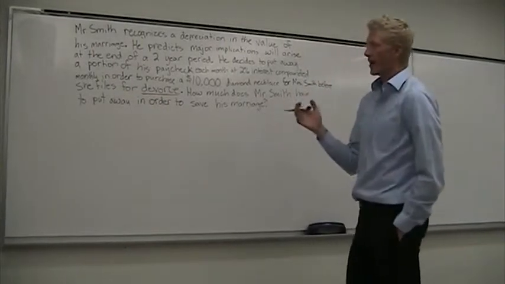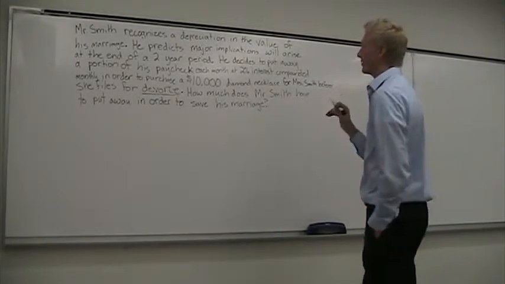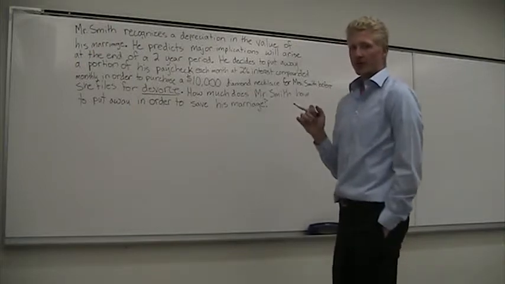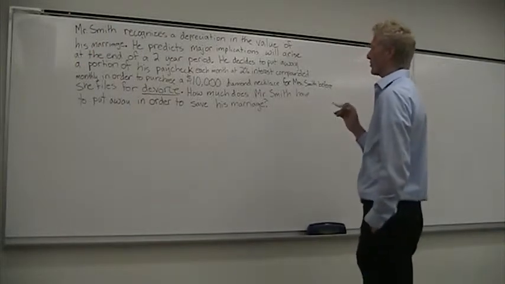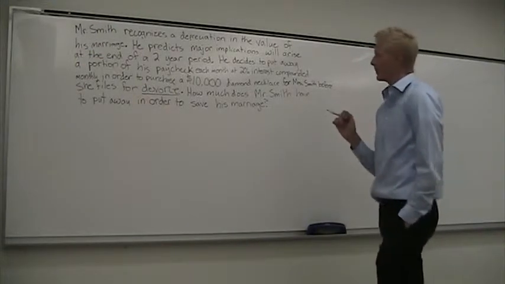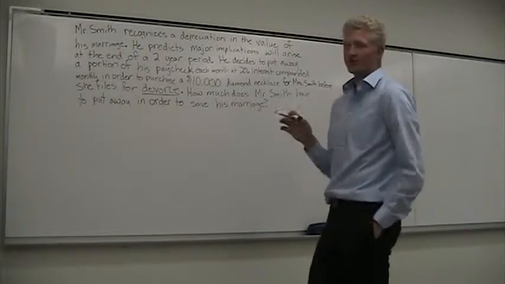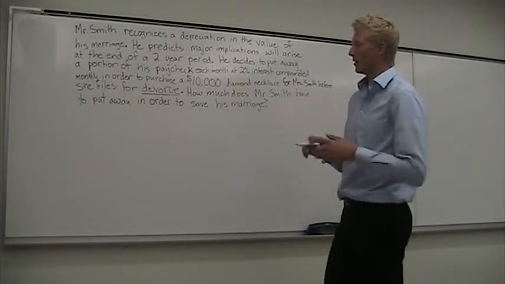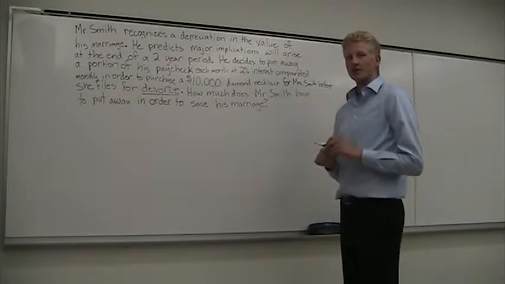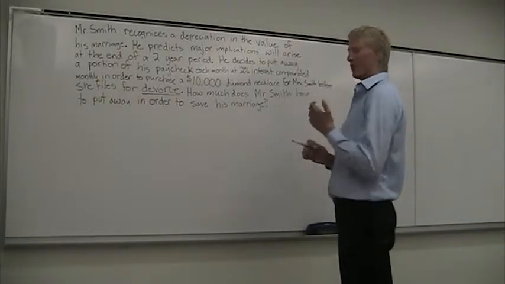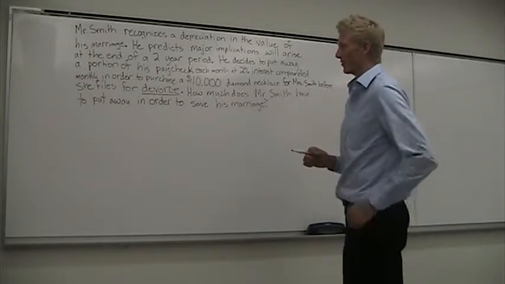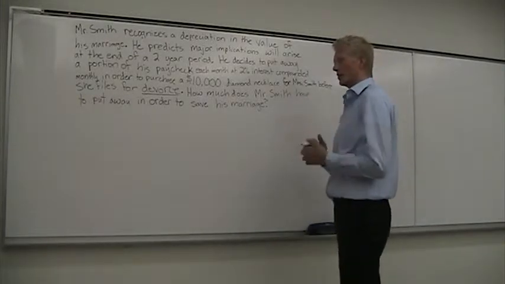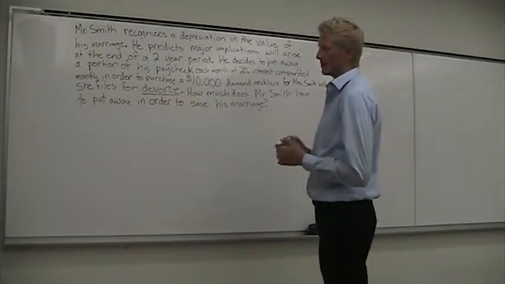So the scenario at hand is Mr. Smith recognizes a depreciation in the value of his marriage. He predicts that major implications will arise if he does not do anything within the next 2 years. Now, he decides to put away a portion of his paycheck each month at 2% interest rate compounded monthly in order to purchase a $10,000 diamond necklace for Mrs. Smith before she files for divorce. Now, how much does Mr. Smith have to put away each month in order to save his marriage?